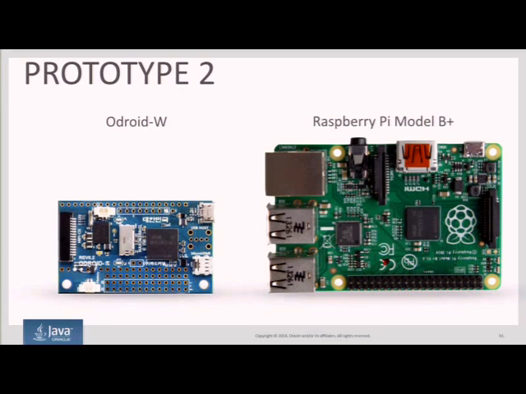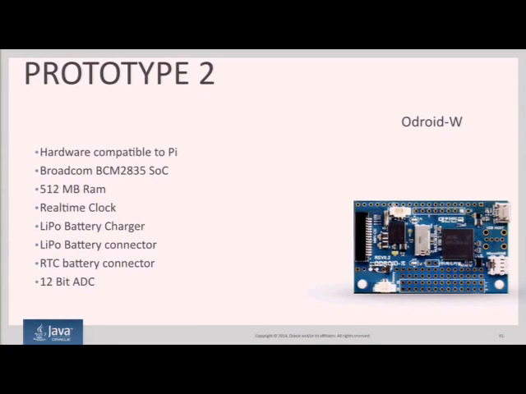This is the same port as this one, the old one, right? This is the B+, which has 40 pins, and this has 26. Here's the camera connector, and then there are a lot of other headers you can add. And if we take a look at the hardware spec, then this is, in principle, exactly the same as the Pi, plus it has the ability to charge a lithium polymer battery on board. Then it has a connector for that battery. It has a real-time clock on board, which the Pi doesn't have, and also a connector for that real-time battery. And it has, in addition, a 12-bit analog digital converter. So that's a really nice little guy.